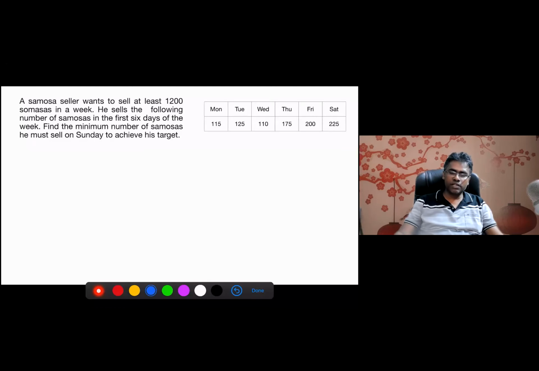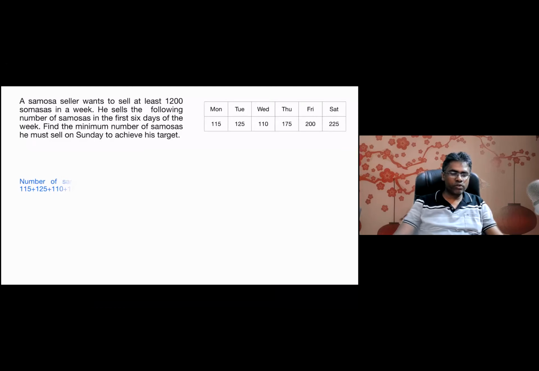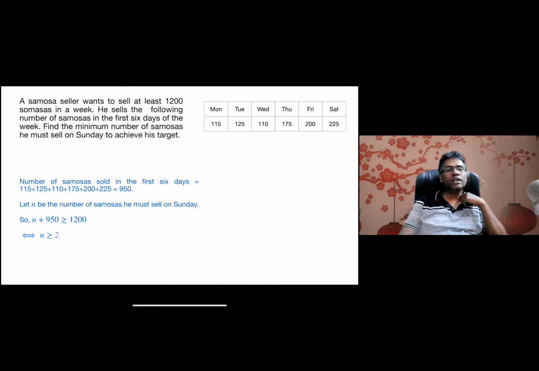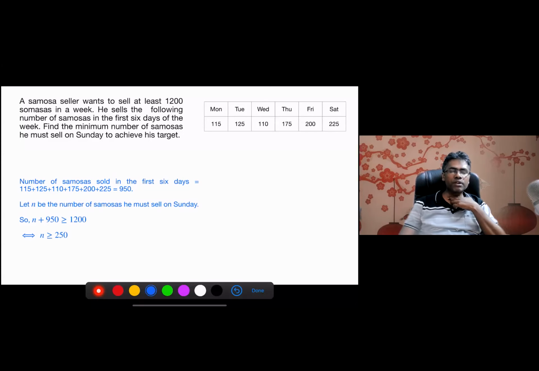Very good. That is correct. So the number of samosas sold in the first 6 days, if you add all of that, you get 950. And then if n is the number of samosas you must sell on Sunday, it will be n plus 950 should be greater than or equal to 1200, and then the minimum number will be 250. Very good.